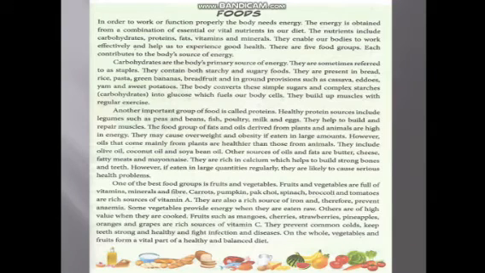So they contain both starchy and sugary foods. They are present in bread, rice. This is talking about carbohydrates now. They are present in bread, rice, pasta, green bananas, breadfruit, and in ground provisions such as cassava, eddoes, yam, and sweet potatoes. All right, and the body converts these simple sugars and complex starches, which are carbohydrates, into glucose, which fuels our body cells. They build up muscles with regular exercise.